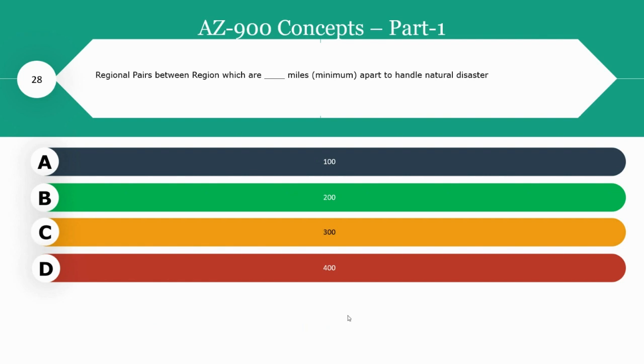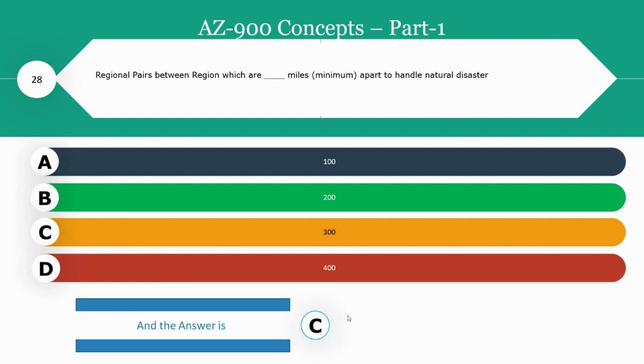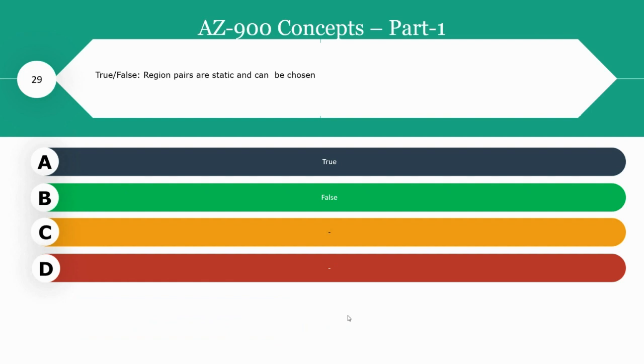Regional pairs are between regions which are a minimum of how many miles apart to handle natural disasters? Option A, 100 miles; option B, 200 miles; option C, 300 miles; option D, 400 miles. The right option will be option C, that is approximately 300 miles. Azure strives to ensure a minimum distance of 300 miles, that is 483 kilometers, between data centers in enabled regions, although it is not possible across all the geographies.